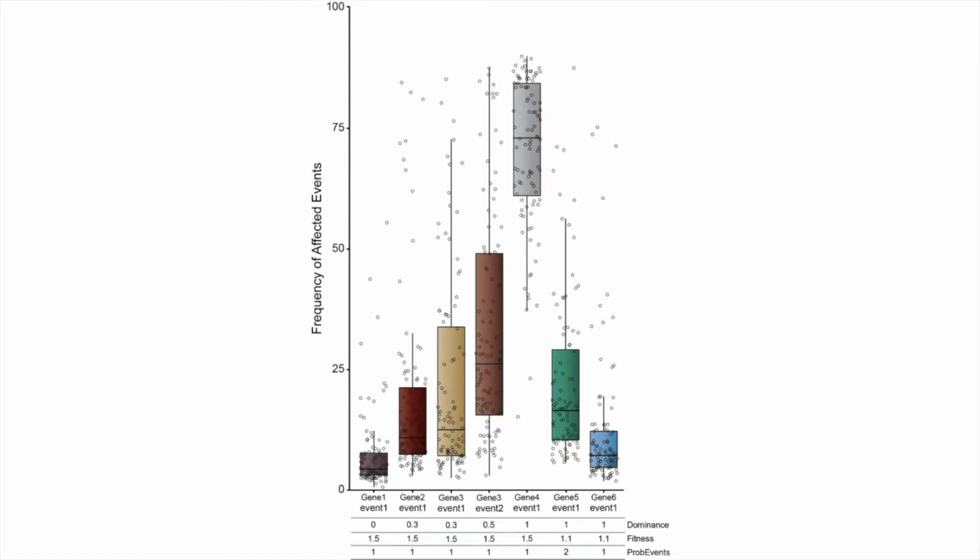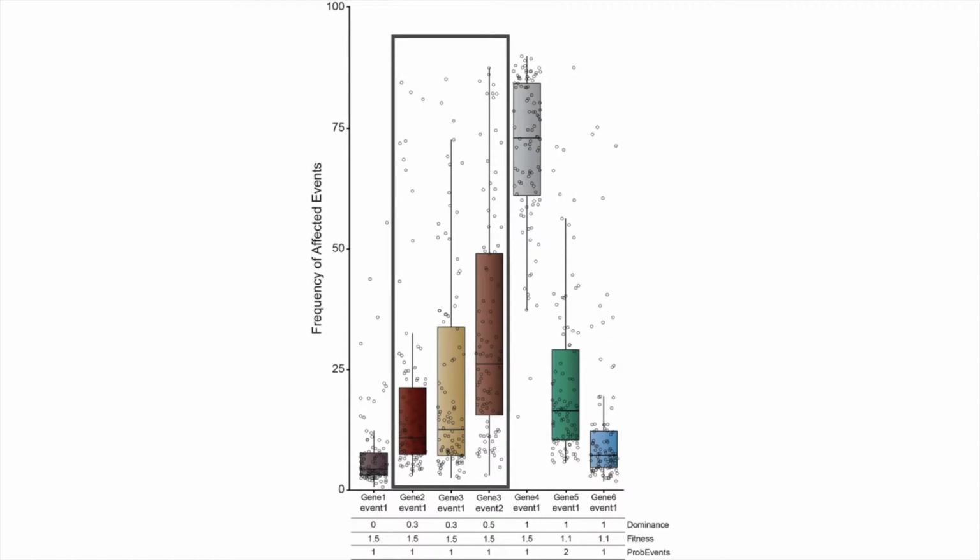A gene can have more than one event. For example, gene 3 has 2 events, and event 2 can allelically complete event 1 and vice versa. Therefore, the frequency of this event is higher when compared to gene 2, event 1. An event can also have more than one gene.